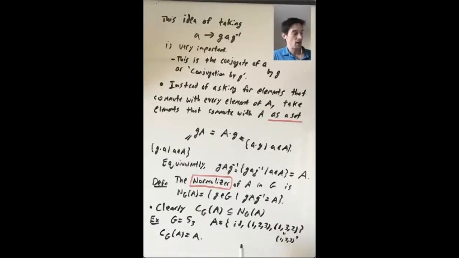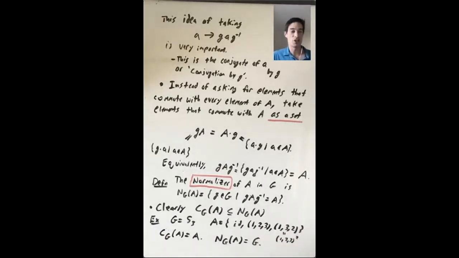So what else do we need to say? We need to say that if you take another element that's not in this set, any one of the other three transpositions, it does not commute with all of the things in A. Okay, and then what is the normalizer? It's the whole group. So how do you see that?